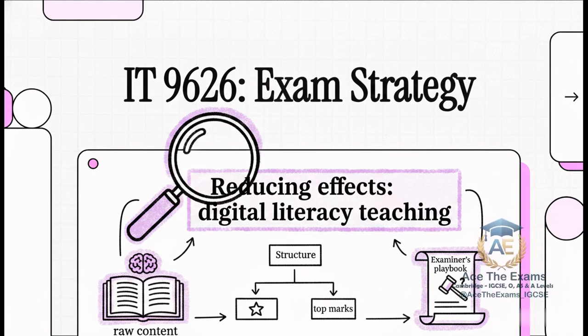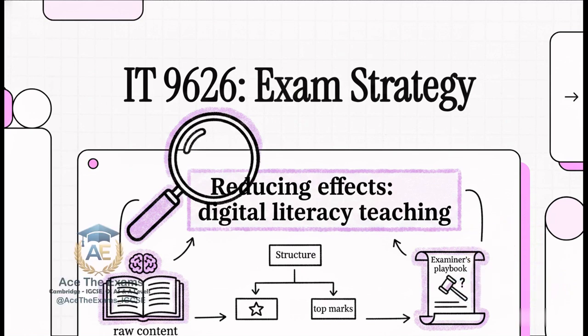Whether you are prepping for syllabus codes 0417, 0478, 2210, 9618, or specifically the Cambridge IT 9626 paper we are reverse engineering today, the game is exactly the same. Let's look at a real past paper scenario dealing with reducing effects digital literacy teaching.